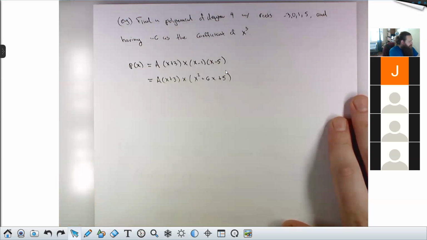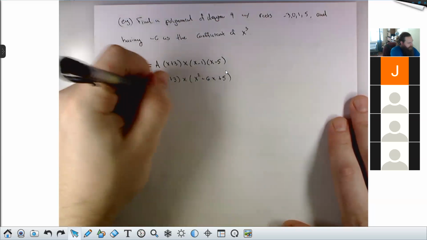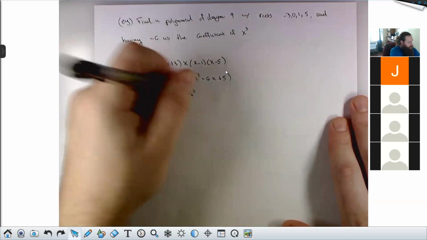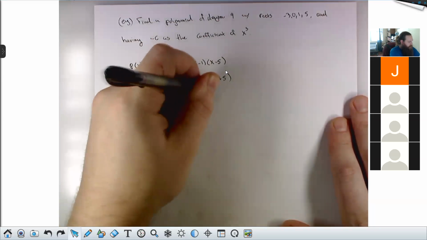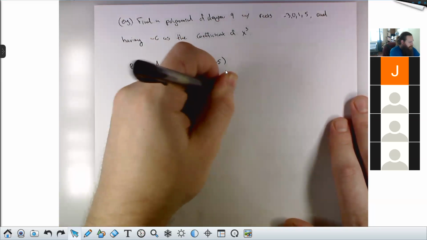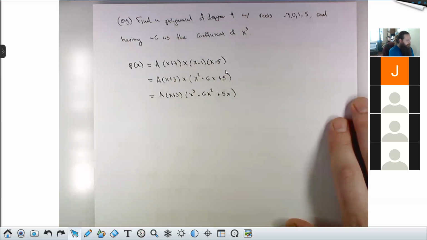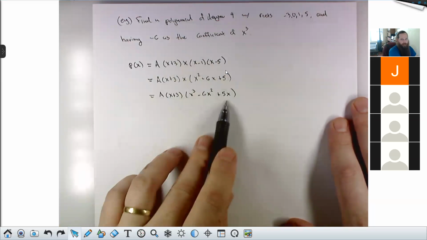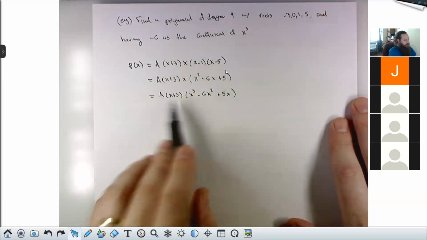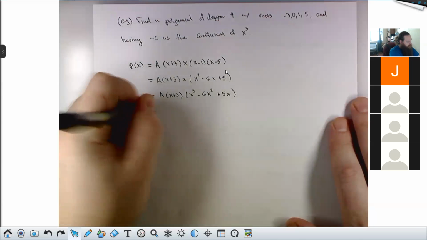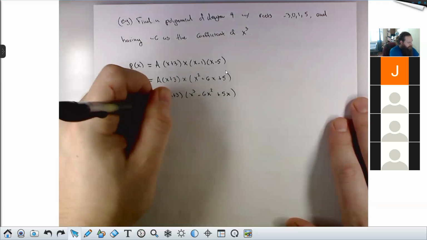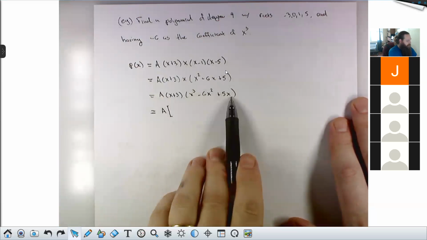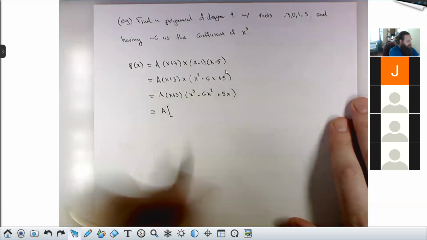Then I'll distribute the x. So this is a times x plus 3 times x cubed minus 6x squared plus 5x. And now I need to FOIL these. It's not really FOILing because this has three terms and this has two terms. So just think of it like distribution. This is a times, little bracket here, x times this thing plus 3 times this thing.